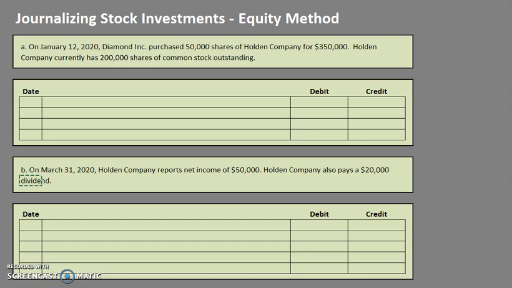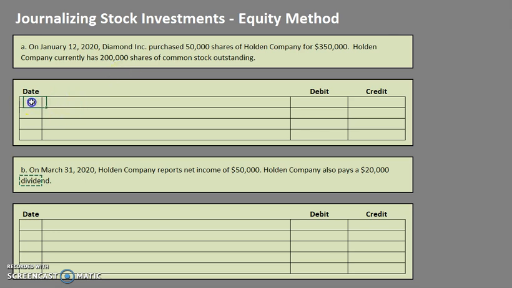So in this case, we have Diamond Company, or Diamond Inc., purchasing 50,000 shares of Holden Company for $350,000. Now notice that it says here that Holden Company currently has 200,000 shares of common stock outstanding. So here, 50,000 out of 200,000 shares, it appears that they might be able to have that significant influence over Holden Company. And we also see that it's 25% of the company that they own. So in my opinion, that would probably be considered significant. So since they own 25%, we are going to use the equity method.